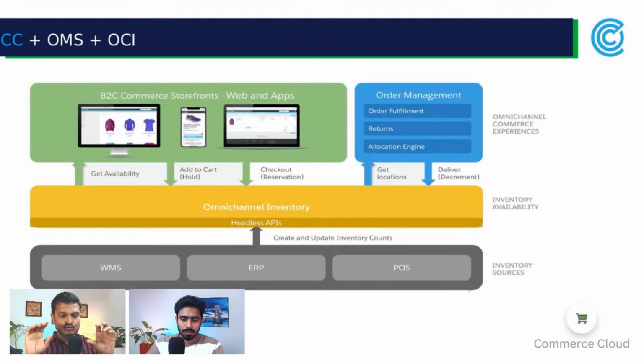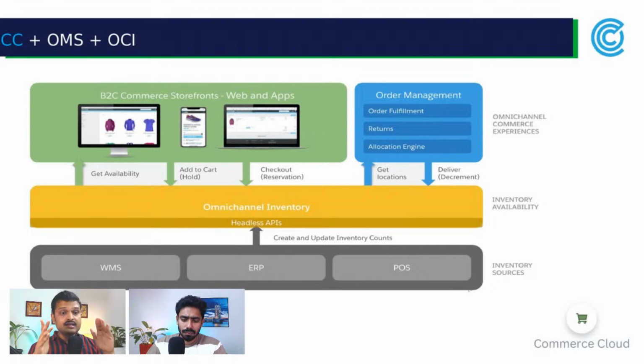and POS. Those are the inventory sources. Those will update the inventory in the Omnichannel app using the headless APIs. From there, the availability information will go to the B2C. You can see the get availability and reservations arrow marks here. From Omnichannel Inventory, the inventory will get updated in the B2C Commerce Business Manager.